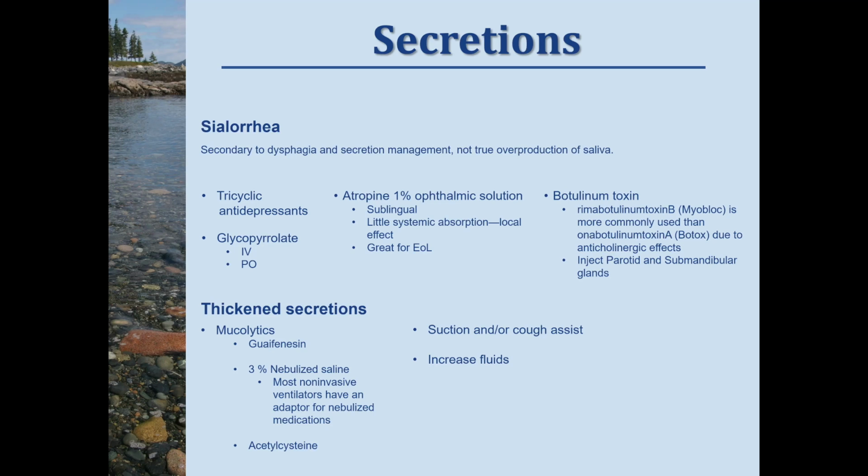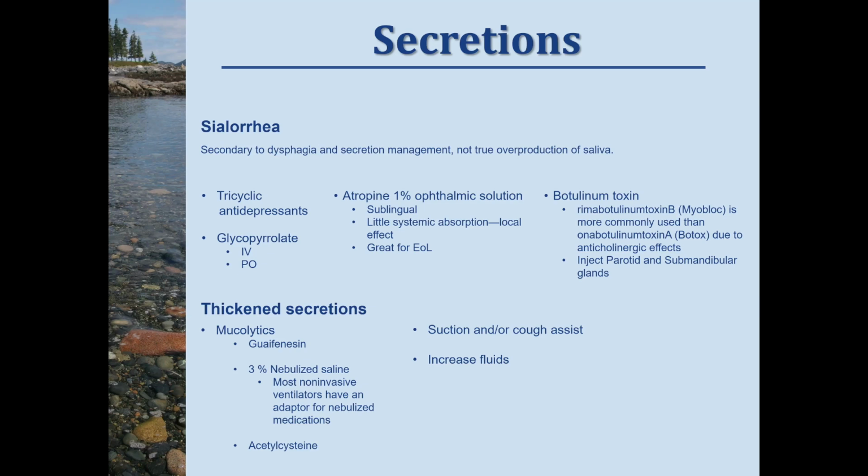So thickened secretions are another issue, separate from sialorrhea. Often we're looking at mucolytics like guaifenesin. That's a great one to use to really break those secretions up. I'm a huge fan of nebulized 3% saline, especially if they've already got a non-invasive ventilator. You can also get a separate nebulizer for them. It's a good way of just inhaling a couple times a day. That solution really does a good job of making those secretions easier to cough up.